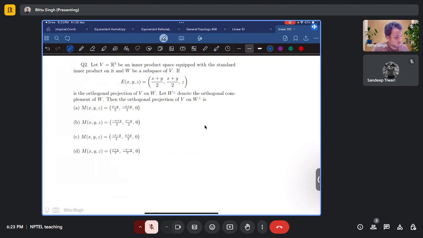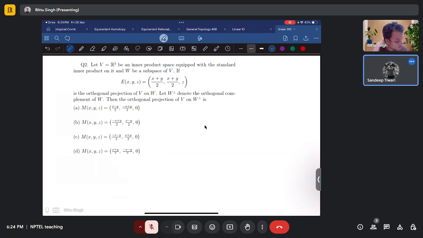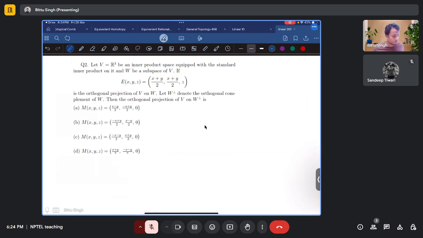So let us see the next question here. E is given as this formula. So the orthogonal projection is already given. This is an inner product space, and the orthogonal projection of V on W is given by this formula. Now we need to find W perp. So what is W perp? I minus E applied on V. But we are not given W. Yes, W is not given, but we know what the projection is.